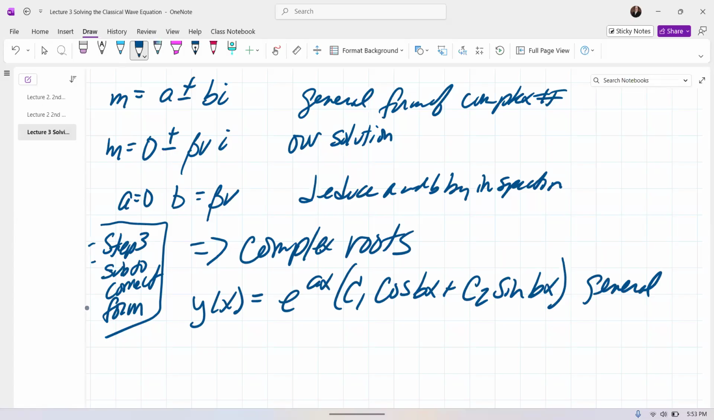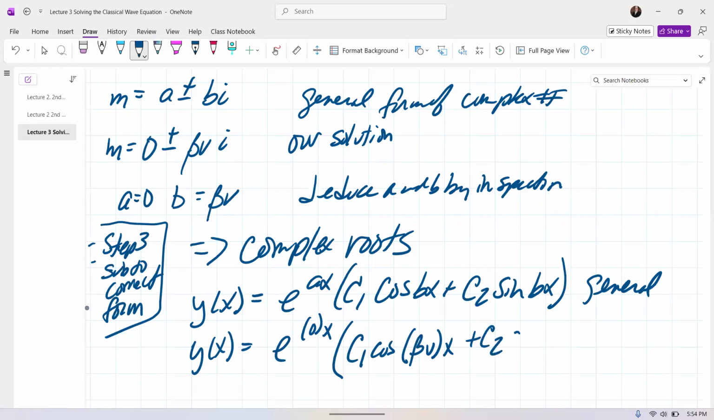Now we're going to sub in the actual answer. y of x equals e. Anytime we see a, we substitute in a, which is 0. x times c1 cosine, what is b? βv. So we substitute in the beta v. x plus c2 sine, what is b? It's beta v. x. This is sub in a and b.